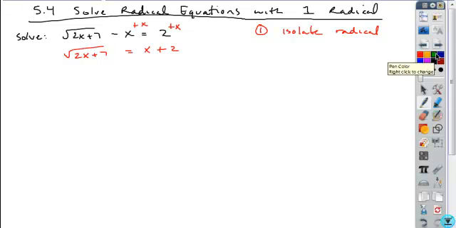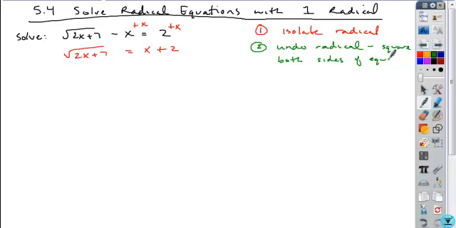Once you isolate the radical, what you're going to look to do next is undo that radical. In this particular case, we're going to undo a square root by the reciprocal operation, which is squaring both sides of the equation. And now, when you square both sides, notice what happens. On the left side, it simply cancels with the radical. So you've now eliminated the radical from your equation.